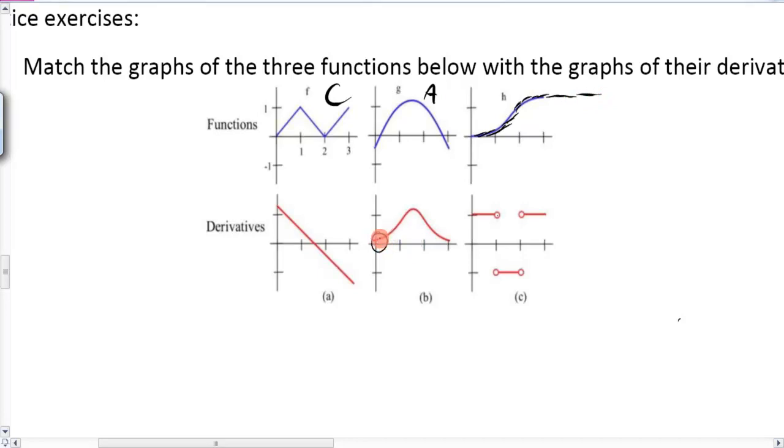So here we see they get steeper, steeper, steeper. Then they start to get less and less, and small, small, small, but always staying positive. So we can see that's why this one matches with C.